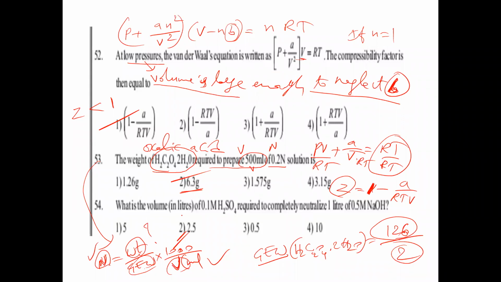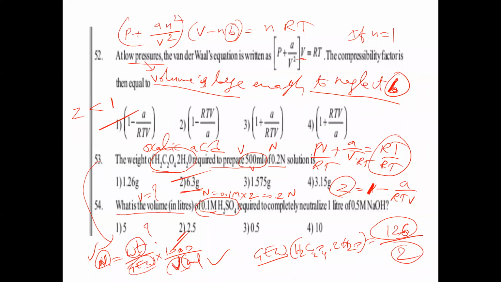Next, what is the volume in liters of 0.1 molar H2SO4 required? So molarity is given to you, and the N factor of sulfuric acid is 2. Therefore, normality is equal to 0.1 molarity into the N factor, which is 2 for sulfuric acid. So 0.1 into 2 is 0.2. So the normality of H2SO4 is indirectly given as 0.2 normal. And what is the volume in liters? V is equal to what? They ask for the volume in liters.